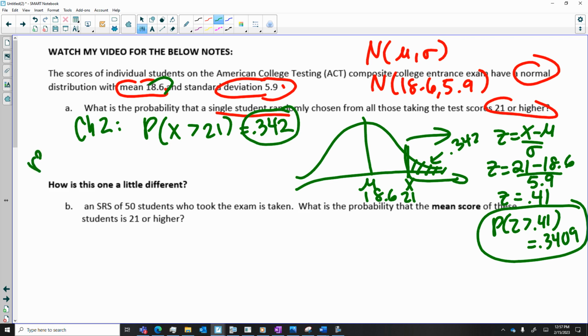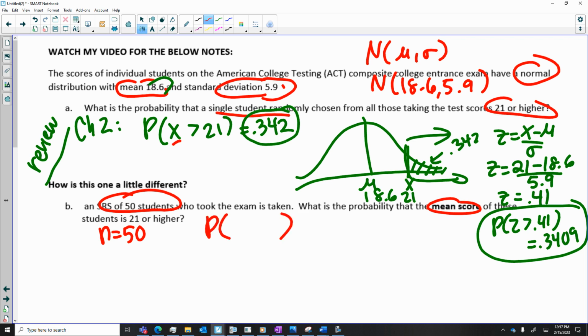Now, how is this one different? It says an SRS of 50 students, so let's circle that. That's the sample size N that is taken. And what is the probability that the mean of those 50 is 21 or higher? So now, instead of finding the probability of a single individual student score being greater than 21, as we did in part A, we're actually looking for the mean of those 50.